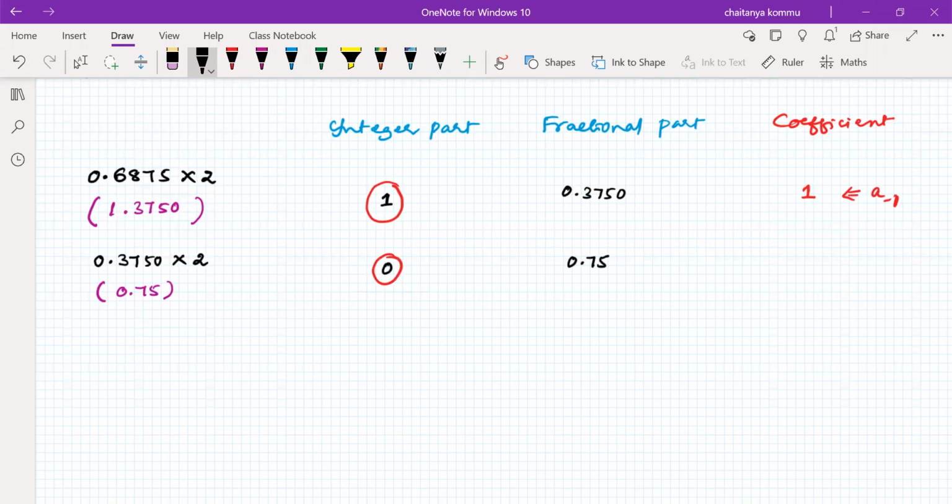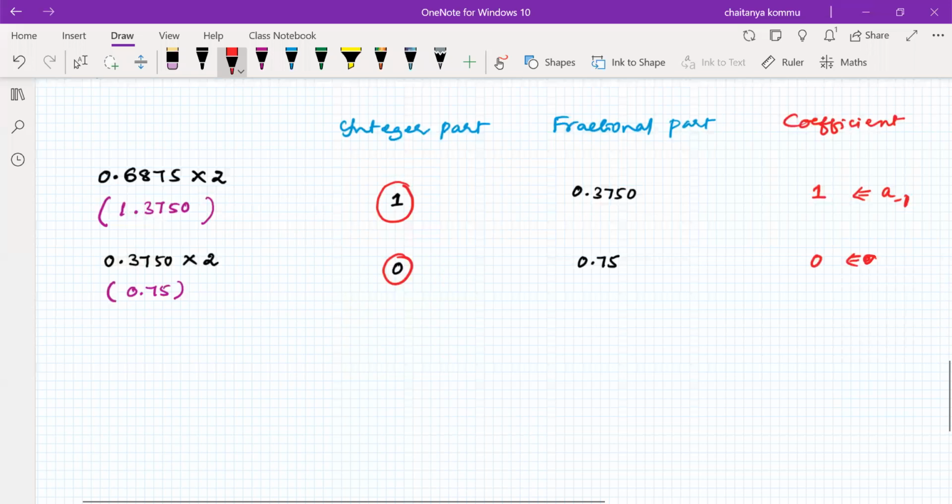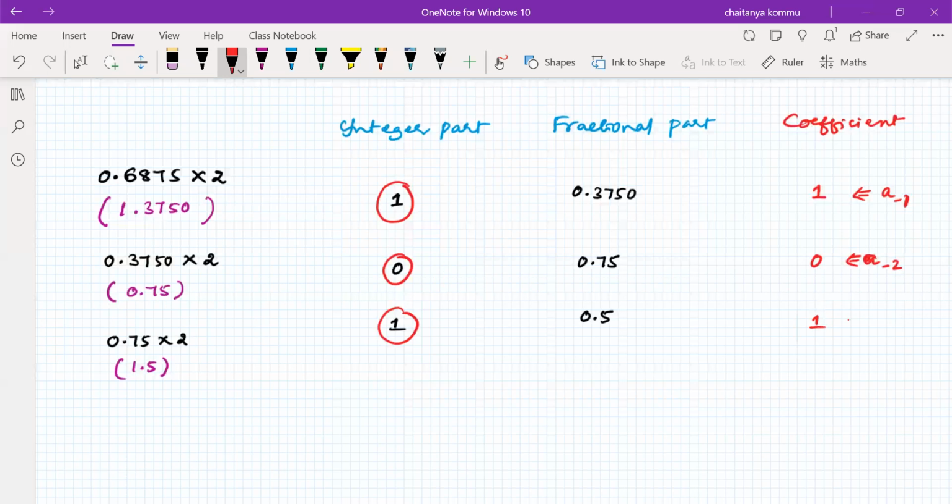So what is this value then? The integer part is 0 only, so that is actually a minus 2. Similarly, the remaining fractional part, 0.75, is multiplied with 2. What will you get then? 1.5, exactly. What is the integer part in it? 1. What is the fractional part? 0.5. So the integer part we consider is 1. This is nothing but a minus 3.